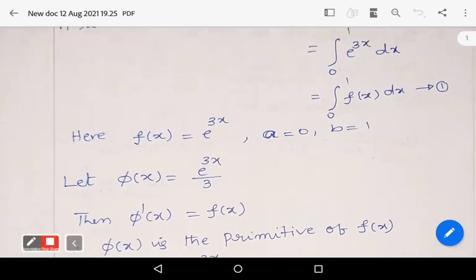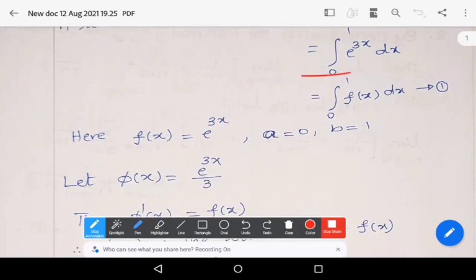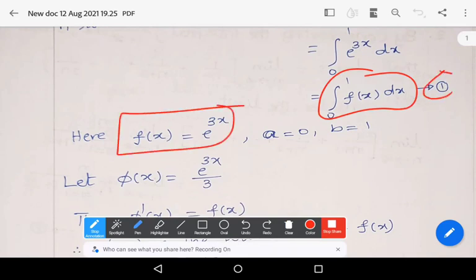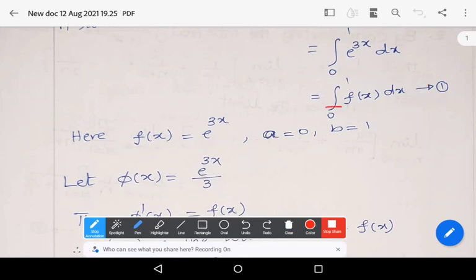Observe carefully. So integral 0 to 1 e power 3x dx can be written as integral 0 to 1 f of x dx. Let it be equation number 1. What is f of x? e power 3x. And what is a? The lower limit of the integral. What is b? The upper limit of the integral. a is equal to 0 and b is equal to 1.